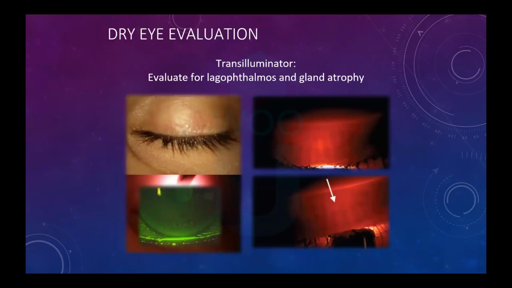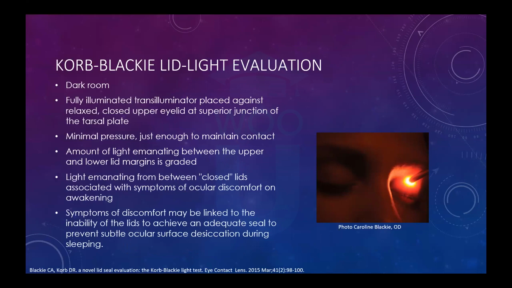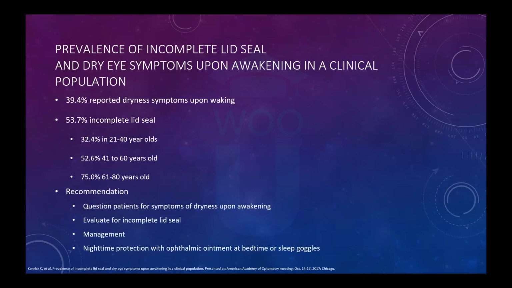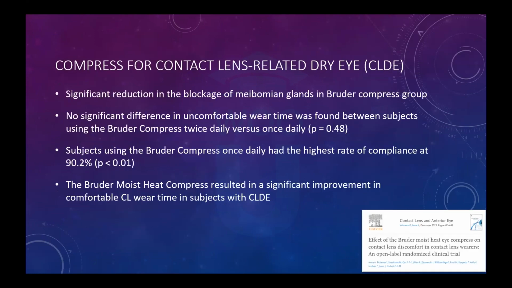I really want to get to two more things. One is that when you're having your patient close their eyes, you can also use a pen light, put it on their eyelid to look for incomplete eyelid seal, which is associated with dry eye disease, really common in the dry eye population and very common amongst all age groups. So you want to ask your patients if they have dry eye symptoms, especially in the morning. Oh, no, three things.